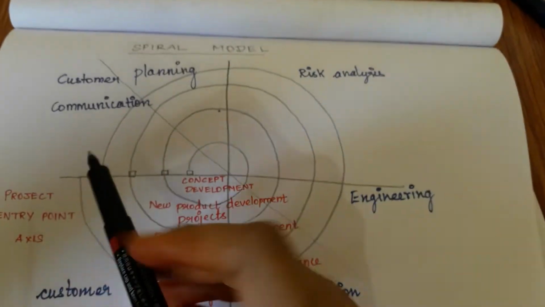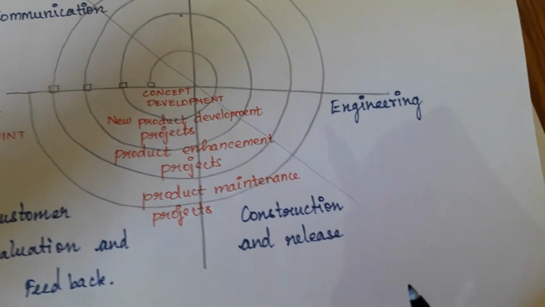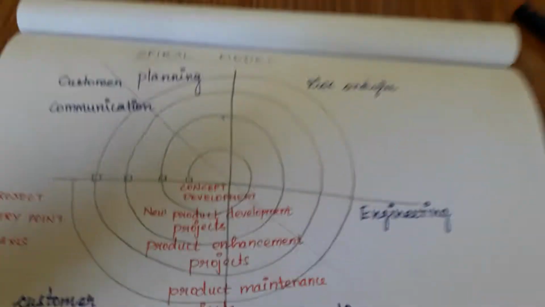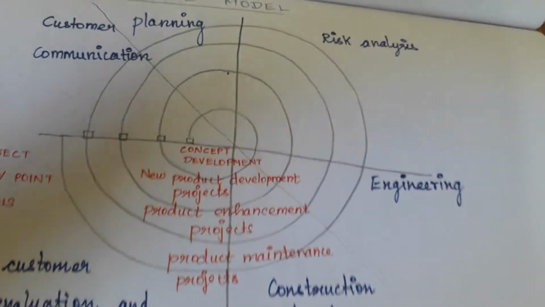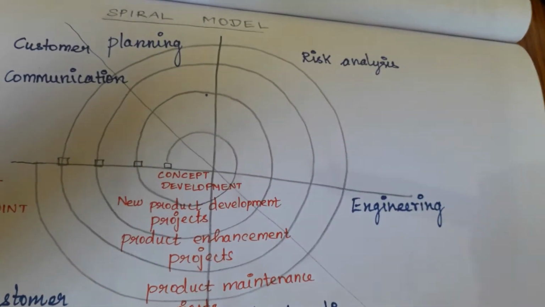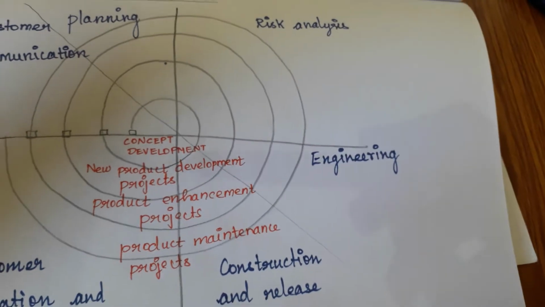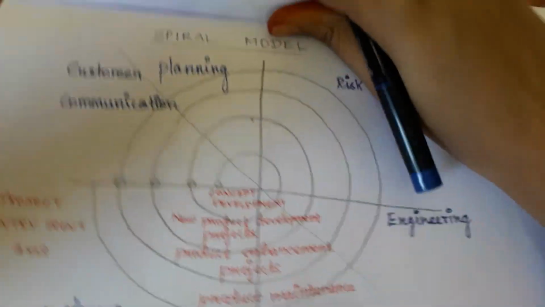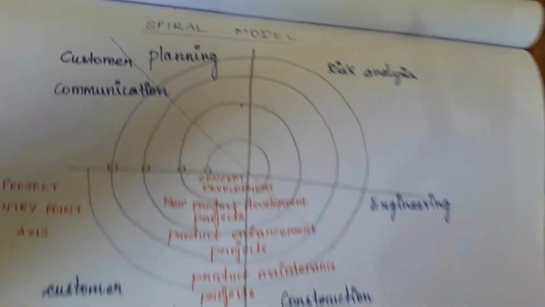Usually, there are 6 task regions in spiral model. So, let us see what the 6 task regions are. Task regions can be described as customer communication, planning, risk analysis, engineering, and so on. Now, in this diagram, let us see it in detail.